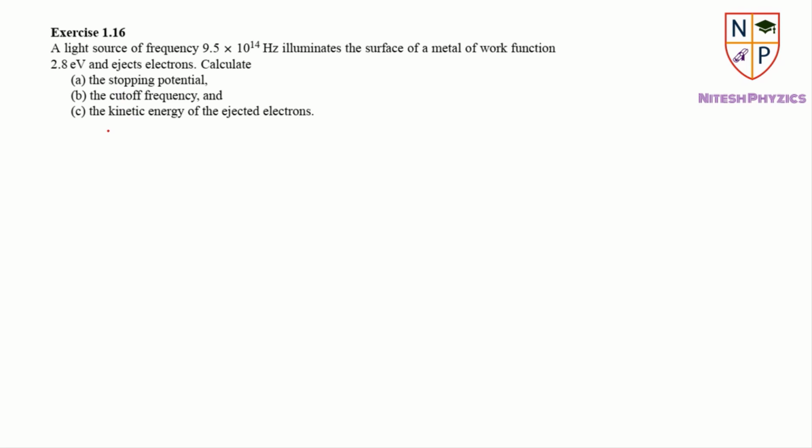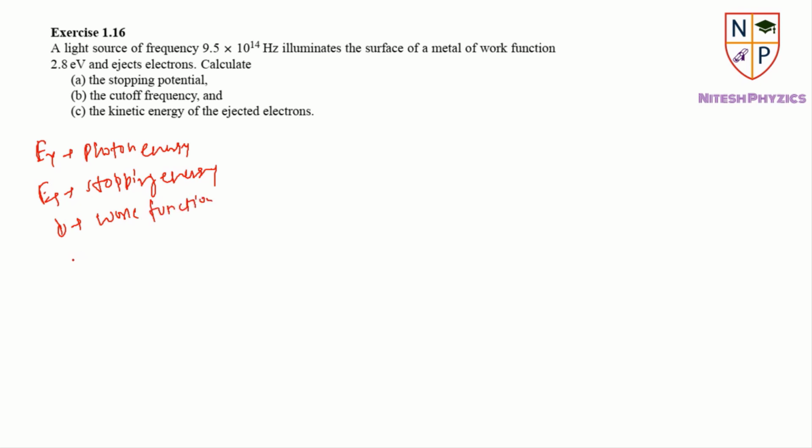Okay, use the energy of photon. Energy of photon E gamma, photon energy, right? Photon energy. Okay, and stopping energy Es, for stopping energy. Stopping energy, right? And phi, work function. Okay, so this will be Es is equal to E gamma minus phi.